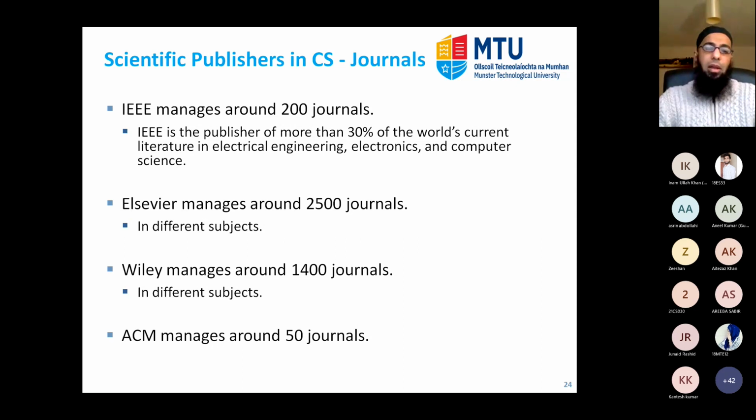Similarly, Elsevier manages around 2,500 journals in different subject areas, and they have a handsome number of journals in the computer science domain. Wiley manages around 1,400 journals in different scientific domains, and they also have some journals in the computer science domain. ACM manages around 50 journals in the domain of computer science.